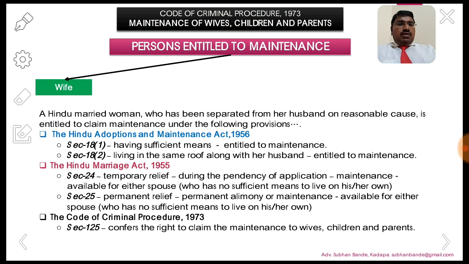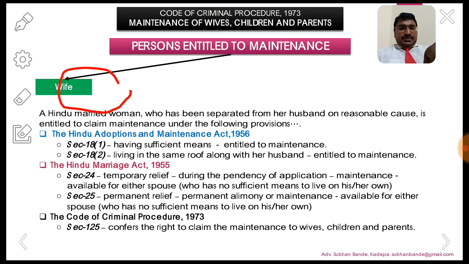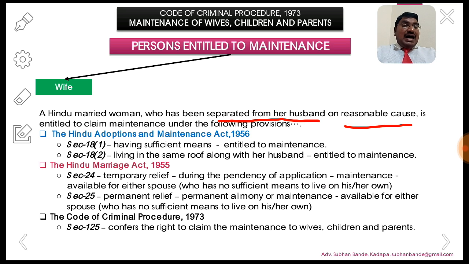Let us discuss when the wife is entitled to maintenance. Before going to know such conditions, it is better to know the remedies available for the wife in order to entitle the maintenance from her husband. A Hindu married woman who has been separated from her husband on reasonable cause is entitled to claim maintenance under the following provisions. There are three important legislations in India which deal with maintenance to wife. The first important legislation is Hindu Adoptions and Maintenance Act 1956.